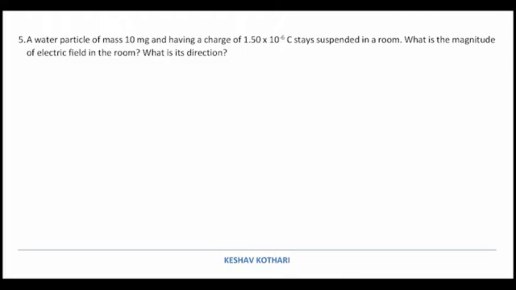So for this kind of question, the question is asking that there is a charged liquid droplet. In this case, it is given water. It can also be given in terms of oil being charged. So it is having a certain mass. It is going to exert a force equivalent to its weight, that is mg, in the downward direction. And if it has to remain suspended in the room, then it must be counterbalanced by the electrostatic force which is acting in the upward direction, which is equal to QE.